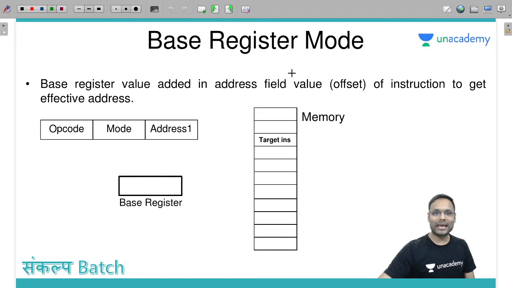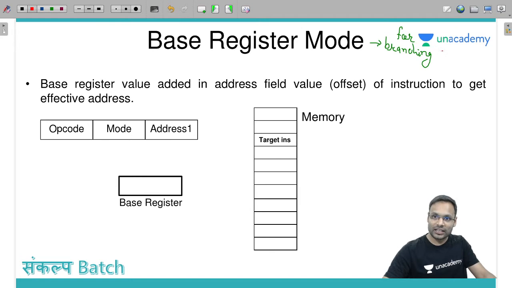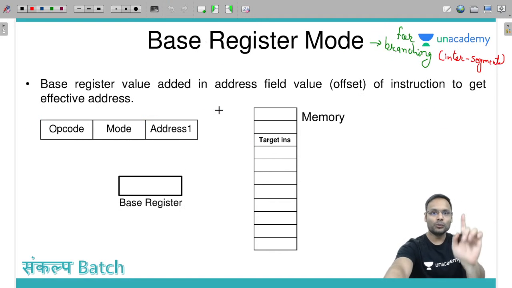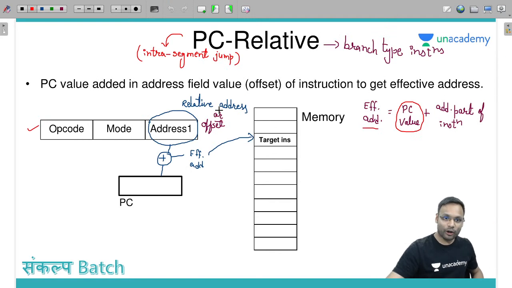चलिए, नेक्स्ट वन इज बेस रजिस्टर मोड. दिस बेस रजिस्टर मोड इज ऑल्सो यूज्ड फॉर ब्रांचिंग. Means it will also give you the target address, but this branching is a little bit different. It says you need to go for inter segment branching. अगर किसी दूसरे सेगमेंट में जंप करना है तो ये यूज होता है. The only difference from PC relative to base register mode is that instead of adding this offset value in PC, we will add the offset value in the base register.